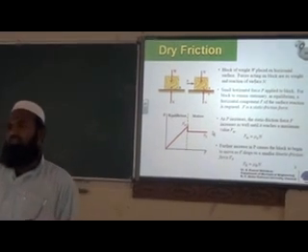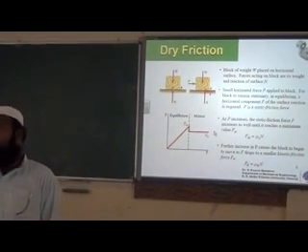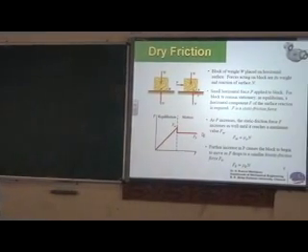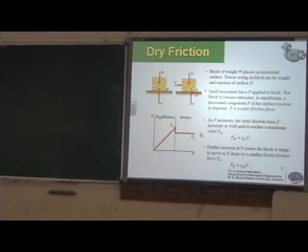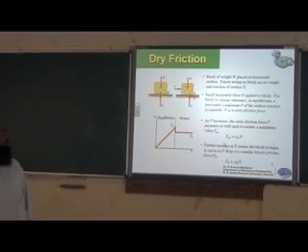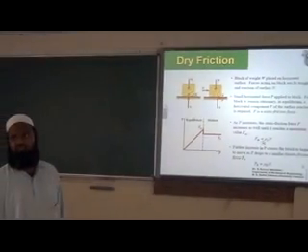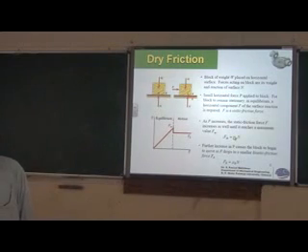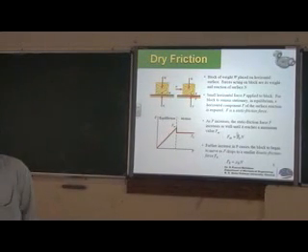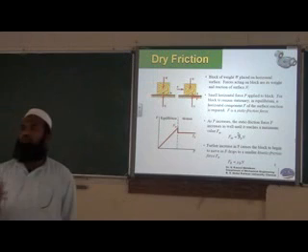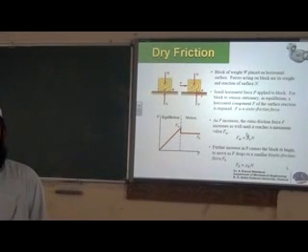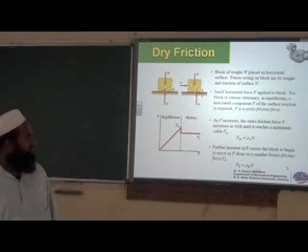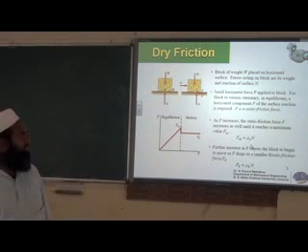So there are two frictions, static friction and kinetic friction. Static friction exists when the block is at rest, at equilibrium, and the applied force is not enough to overcome the friction force. The frictional force is given by mu times the normal reaction. Always F equals mu N. Mu can be mu S or mu K, the coefficient of static friction or the coefficient of kinetic friction.